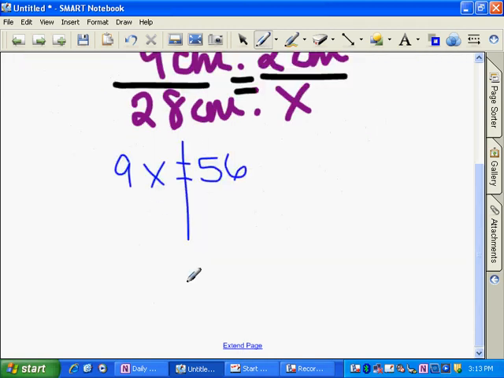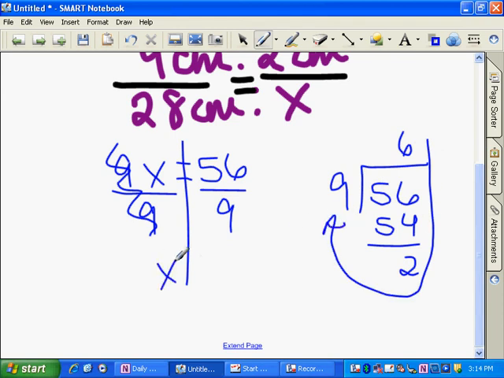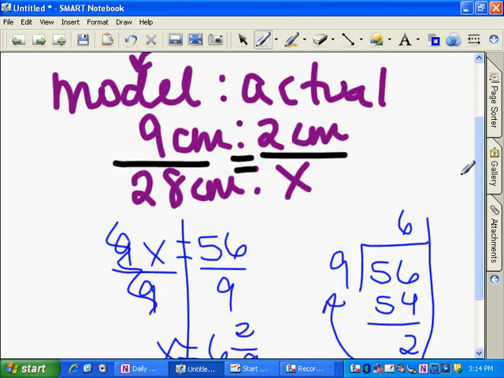I am going to solve this by dividing both sides by 9. That all cancels out, and I have x equals 56 divided by 9. Well, when I divide 56 by 9, it goes in 6 times with a remainder of 2. So it is 6 2/9. So that means it is 6 2/9 centimeters long in real life if it's 28 centimeters long on the poster.